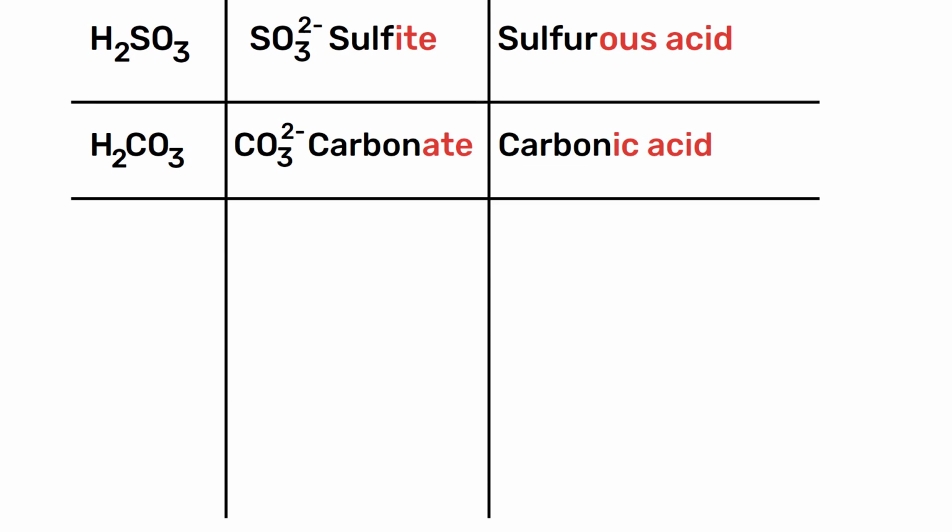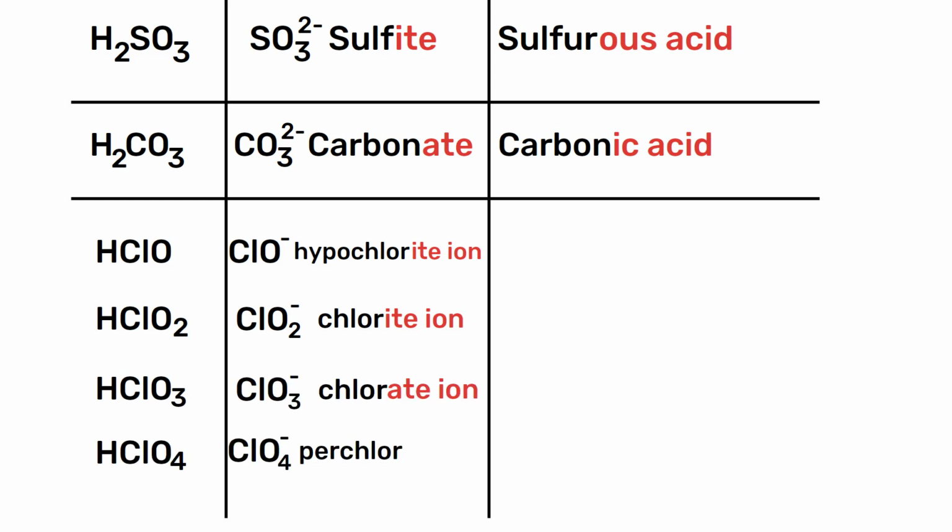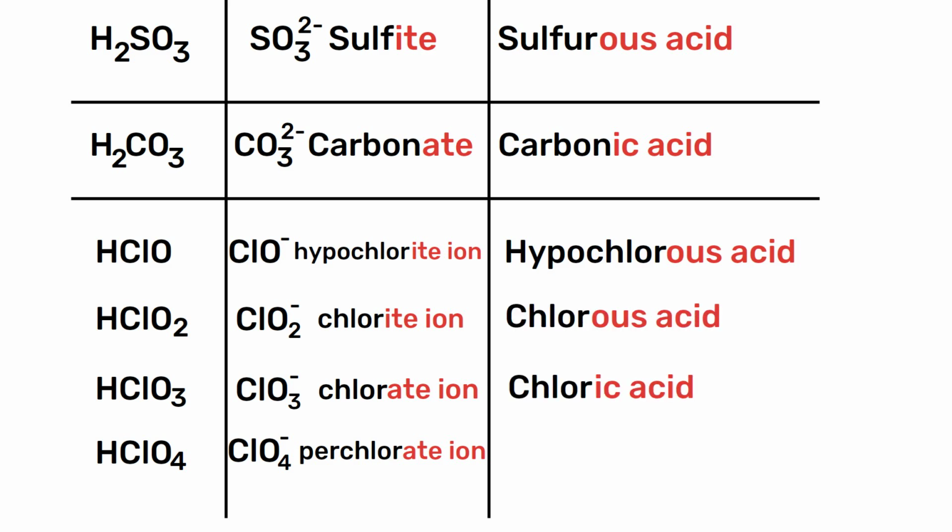If there are several oxo anions, then we use hypo- and per- as prefixes. So the four acids and their oxo anions are HClO, which is hypochlorite ion, HClO2 is chlorite ion, HClO3 is chlorate, and HClO4 has perchlorate. And they are named hypochlorous acid, chlorous acid, chloric acid, and perchloric acid. So this is how we name acids.